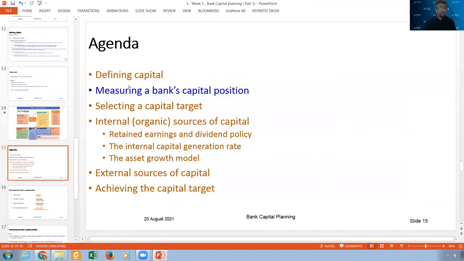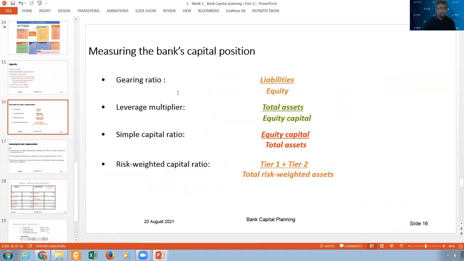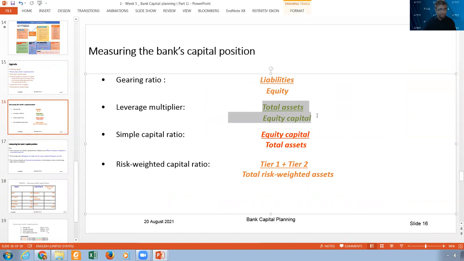Let's go now to the measuring of the capital. And this is just a piece of cake. So we have 4 measures. We have the gearing ratio, the leverage multiplier. I think you already know this from week 4. And we have the simple capital ratio, which everybody knows, even in accounting: equity capital over total assets. And we have the regulatory definition, which is tier 1 plus tier 2 over the total risk-weighted assets.